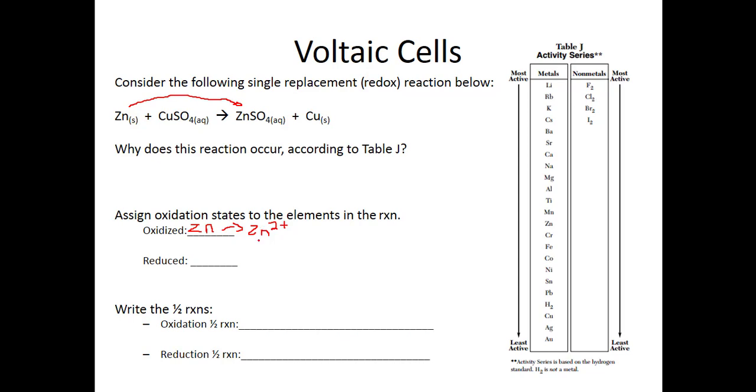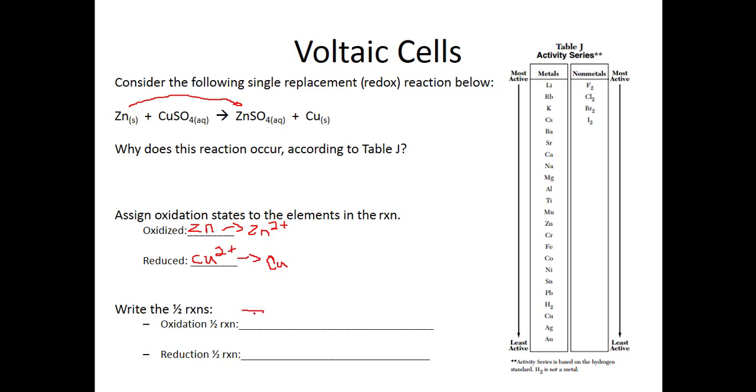So who's being reduced? Well, reduction we know is negative because we gain electrons, reduction. Who gained those 2 electrons? Well, we know copper did. So copper actually went from a 2+ ion to that of a neutral atom in this case. And it just went to being Cu.